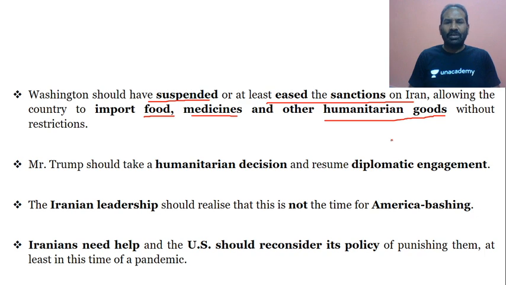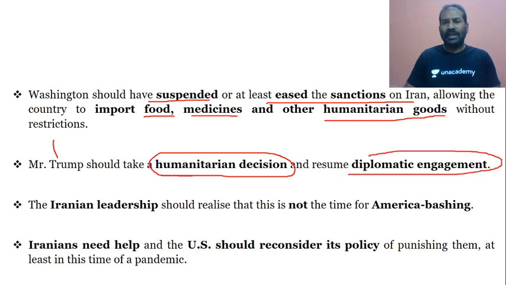So at least if they are not asking the various countries or global banks to have some kind of easing of the financial mechanism with Iran, Washington should at least go ahead with providing food, medicine, and other humanitarian goods to Iran. And in this situation, Trump, the US president, should take this humanitarian decision and he should resume the diplomatic engagement.